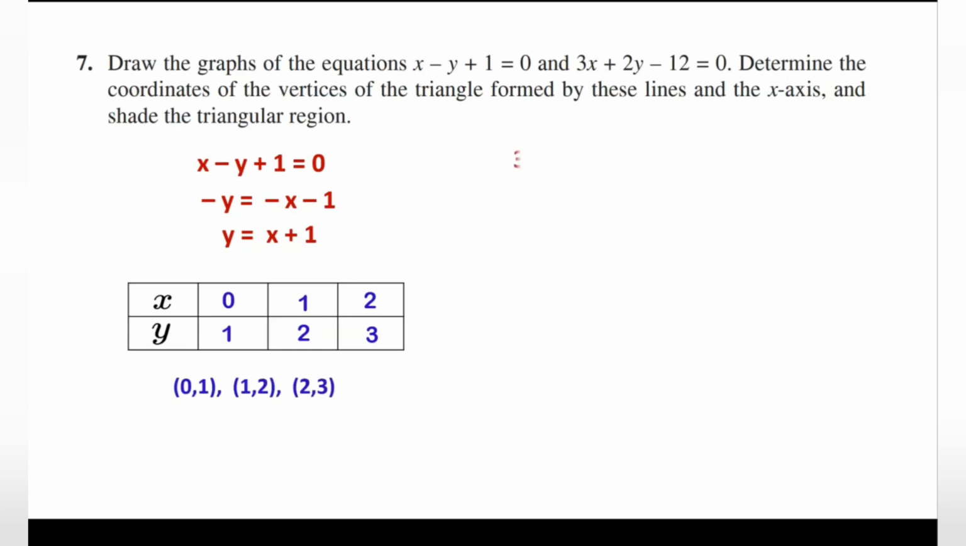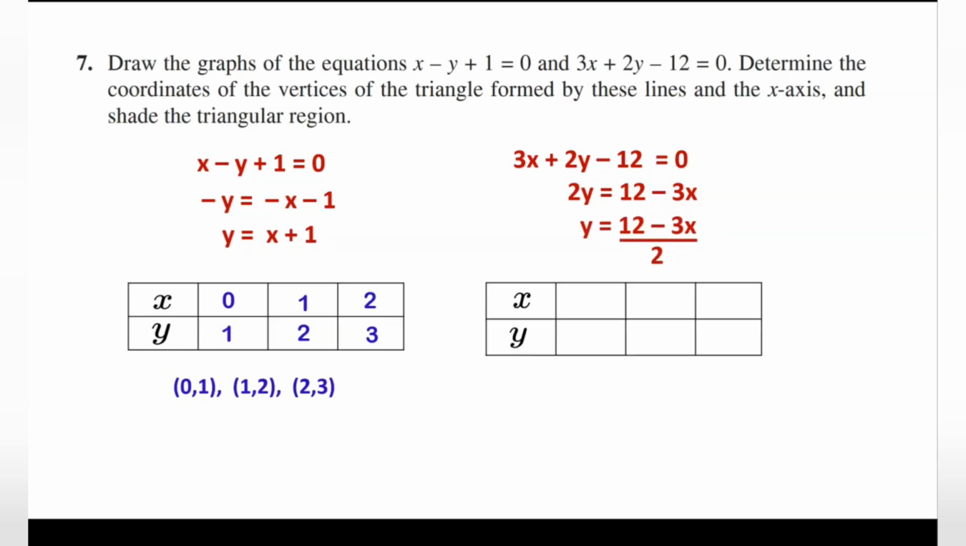Now let's take the second equation, 3x plus 2y minus 12 equal to 0. From this, let us take 2y outside and send 3x and minus 12 to the other side. So it gives you 2y equals 12 minus 3x, so y is equal to (12 minus 3x) by 2. Now let us take the values of x and y. Put x equal to 0, you will get y value as 6. Put x equal to 2, you will get y value as 3, and put x equal to 4, we will get y value as 0. The 3 points which satisfy this equation are (0, 6), (2, 3) and (4, 0). Let us plot these points in the graph.